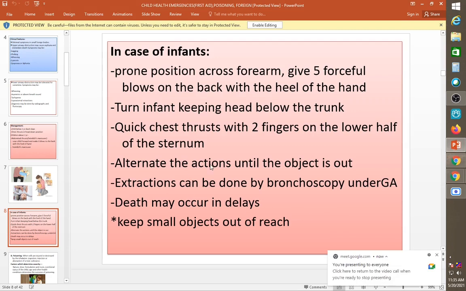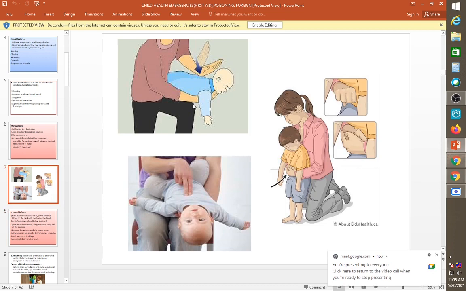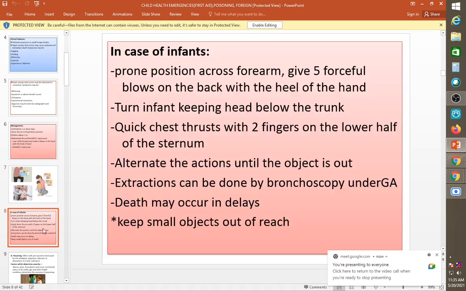Then alternate the actions. Alternate the actions means once the child has to be kept in this position, give 5 slaps, then the child has to be kept in this position, then give chest thrusts. Until the object is out, this has to be done. Then, if the object cannot come out this way, extraction can be done by bronchoscopy. You know what is bronchoscopy under GA.